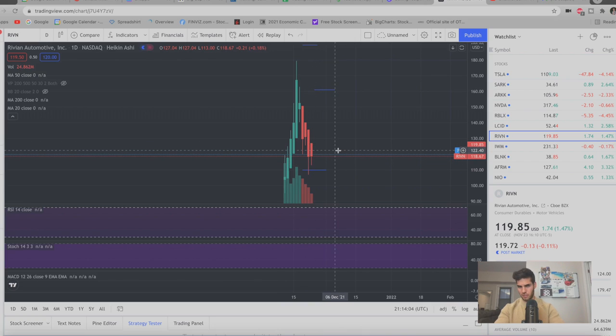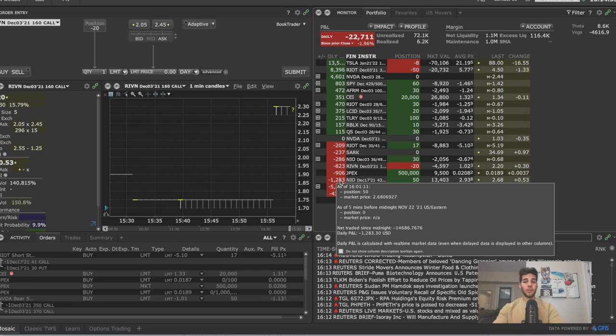We could see some consolidation around that level. And I don't believe that in the next week we will come back up to the 160 level or make new highs. Here are the NEO calls I bought.